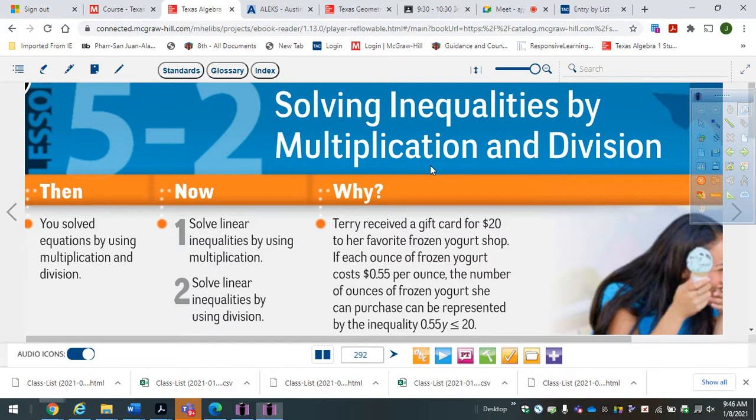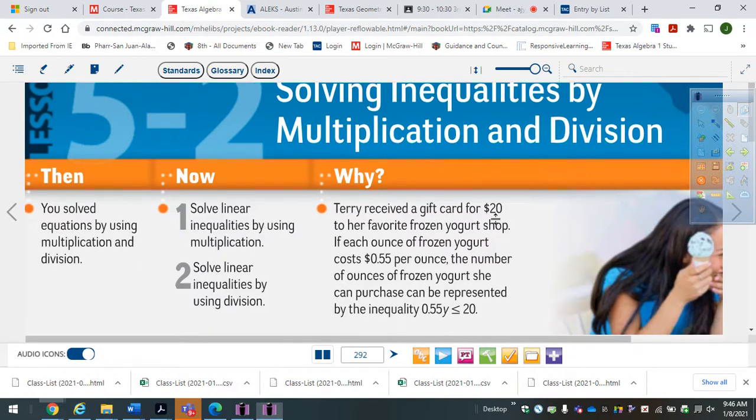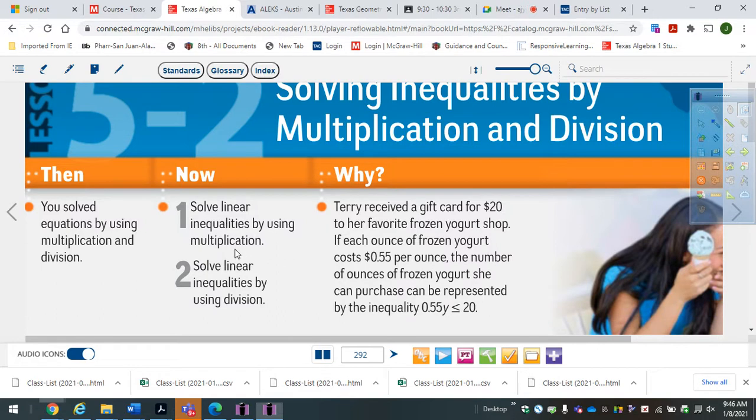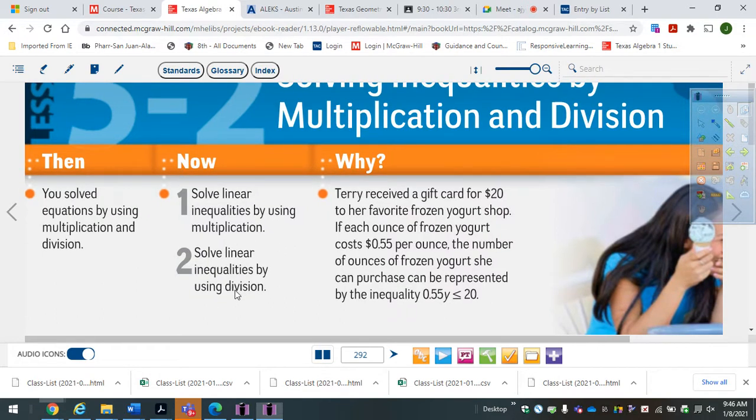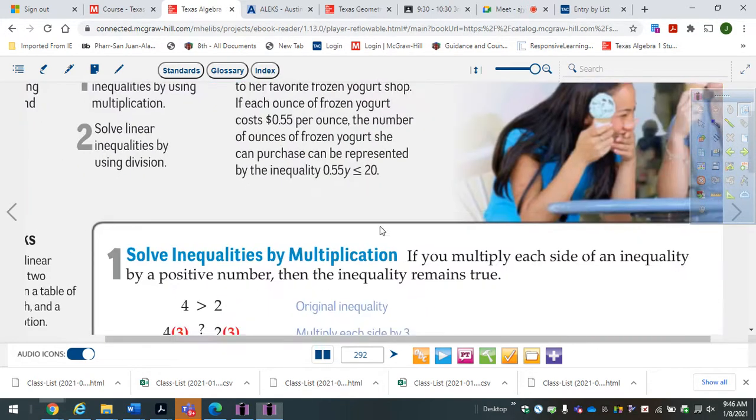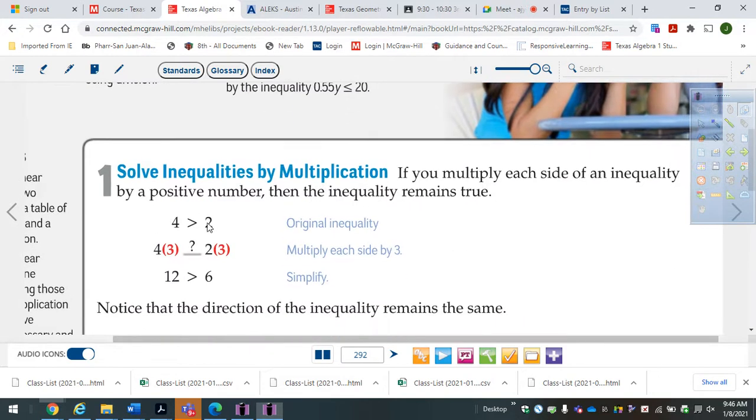If you're multiplying by a number, if you're dividing, you're multiplying by the inverse. And that's it. Really simple. So we're going to solve linear inequalities by multiplication, solve linear inequalities by using division. Now if you have a true statement here and you multiply each side by whatever number, it stays true. It has to be the same number, right? We know how to do that.